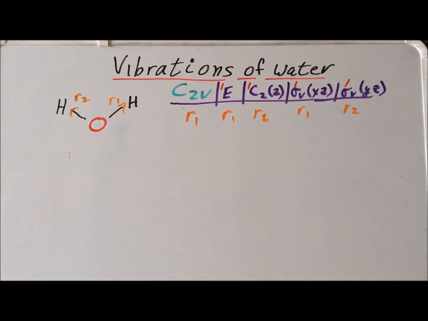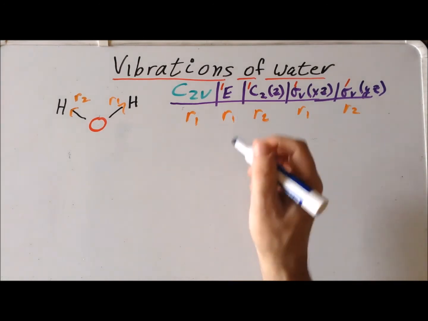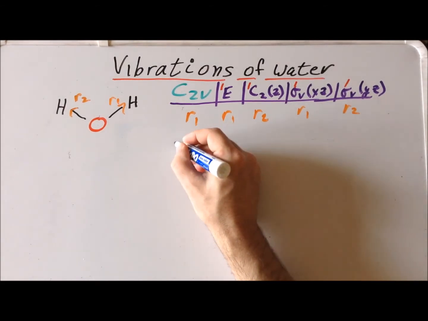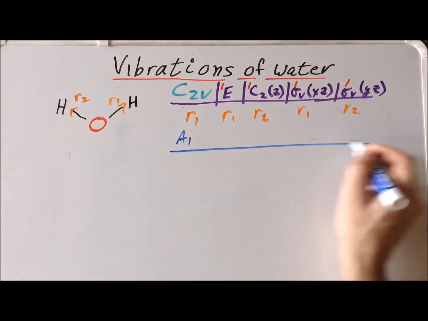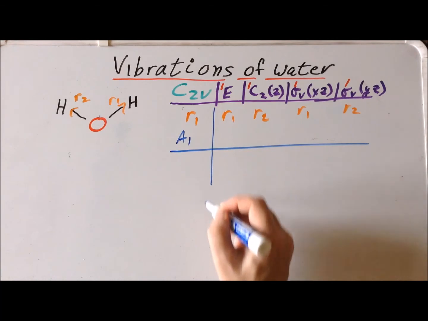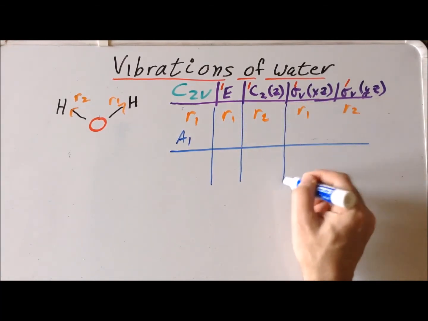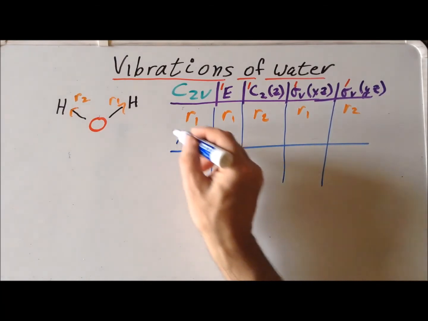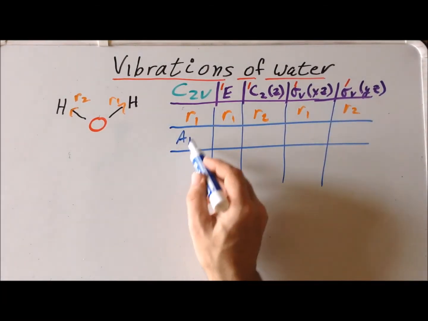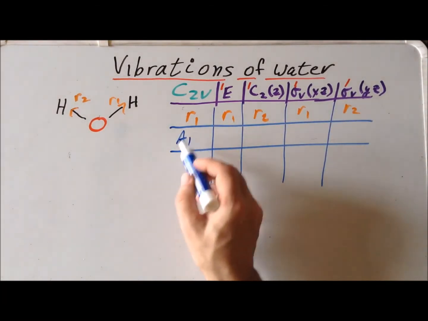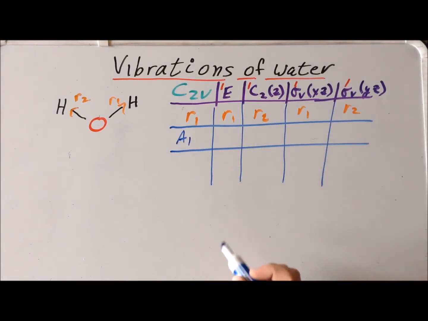Now we know that we have various types of stretches. We have A1 and we have B1. So let's first see what the A1 stretch looks like. So for A1, we make a row of our table, and under each symmetry operation, we put the character from the character table of the C2V for the irreducible representation A1.